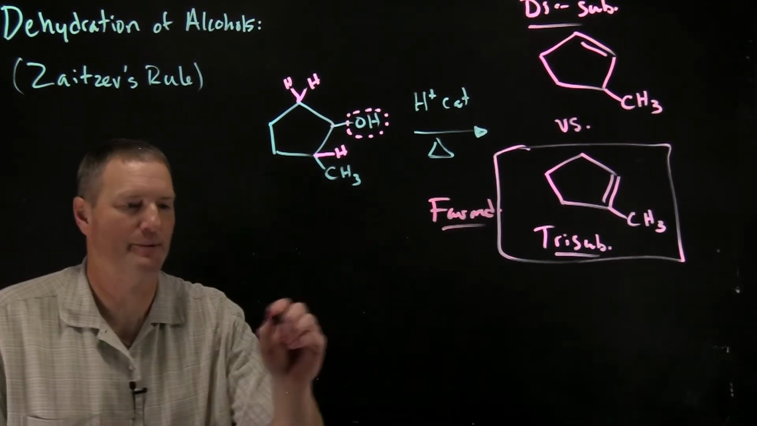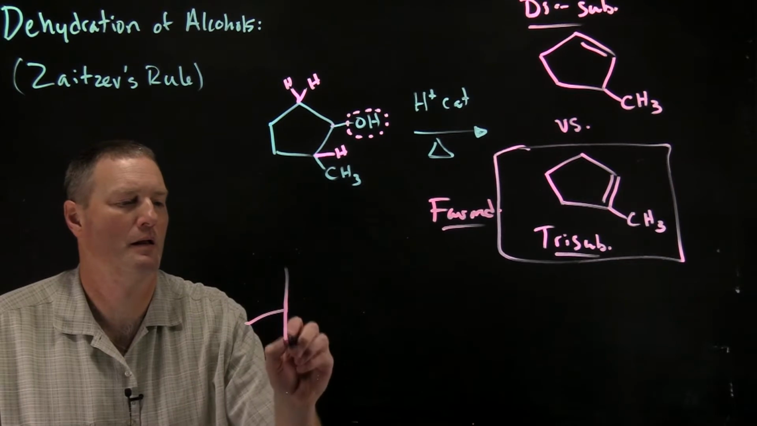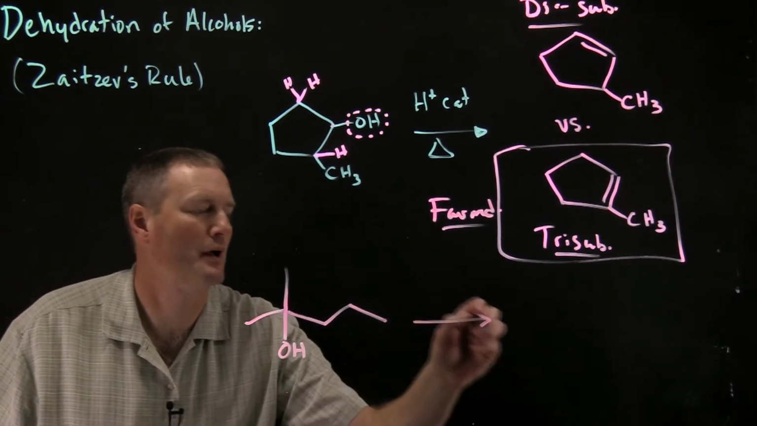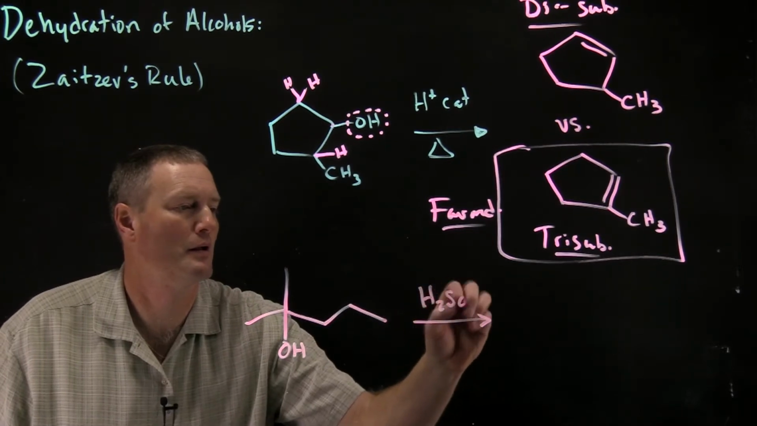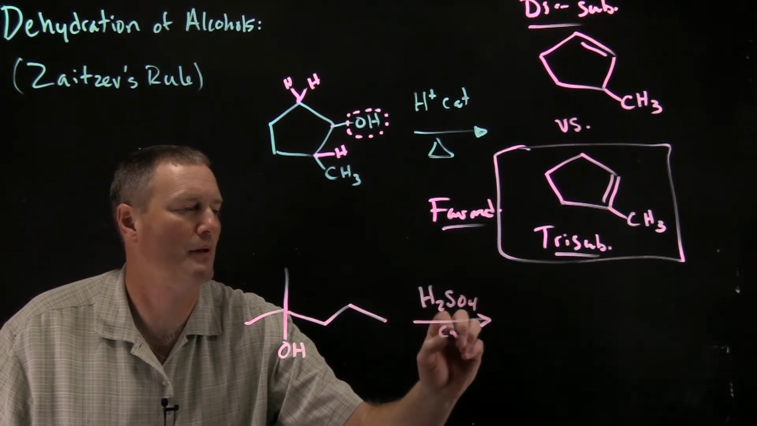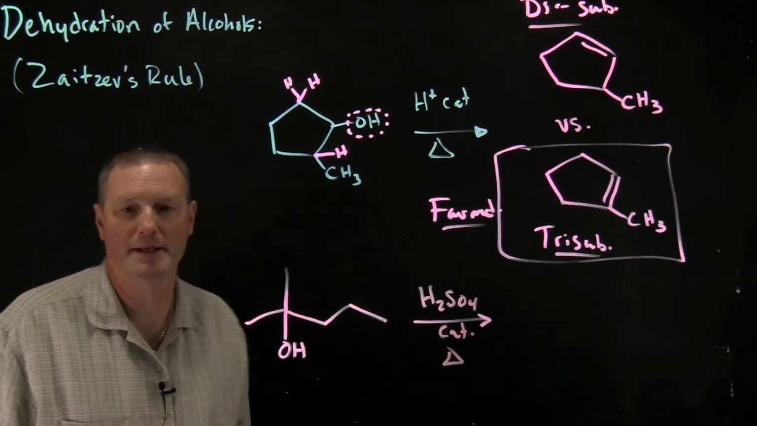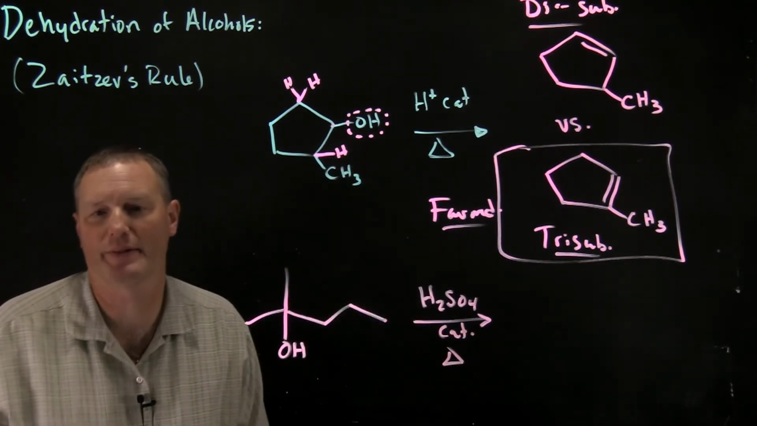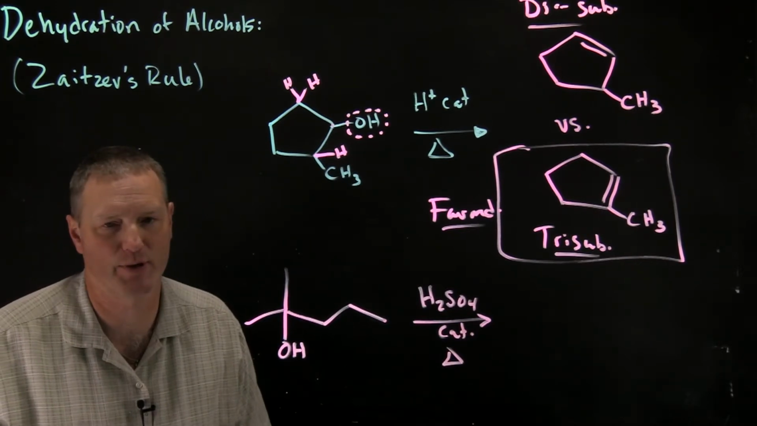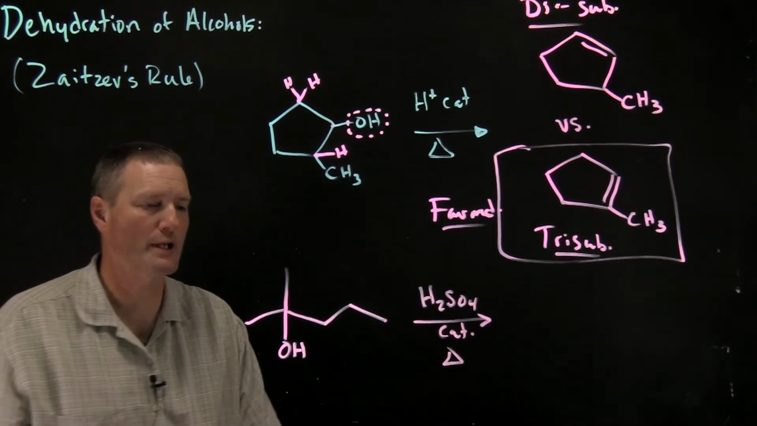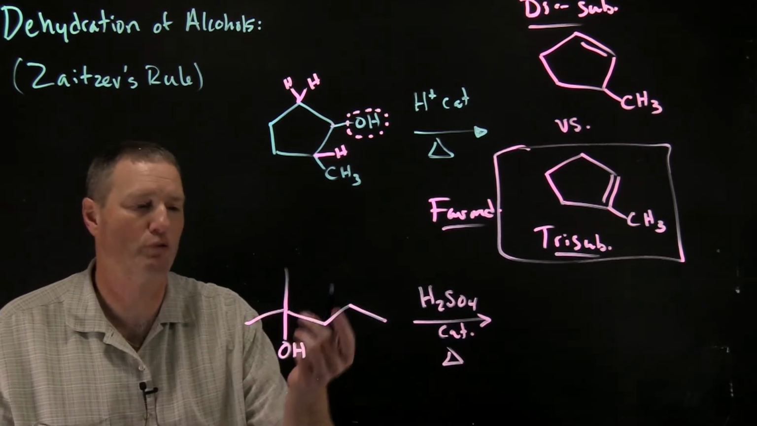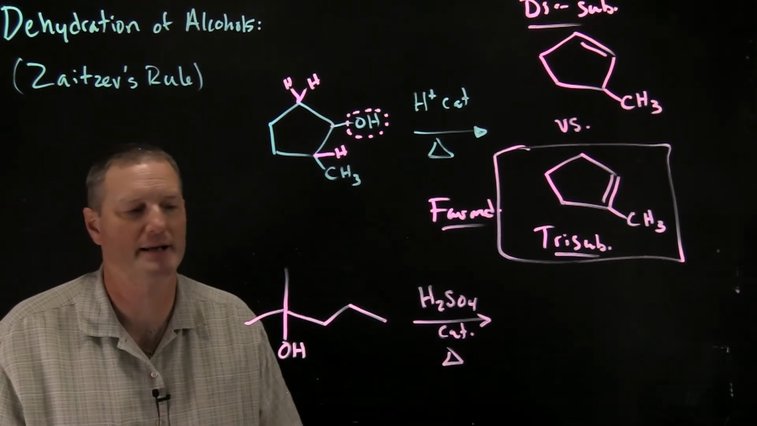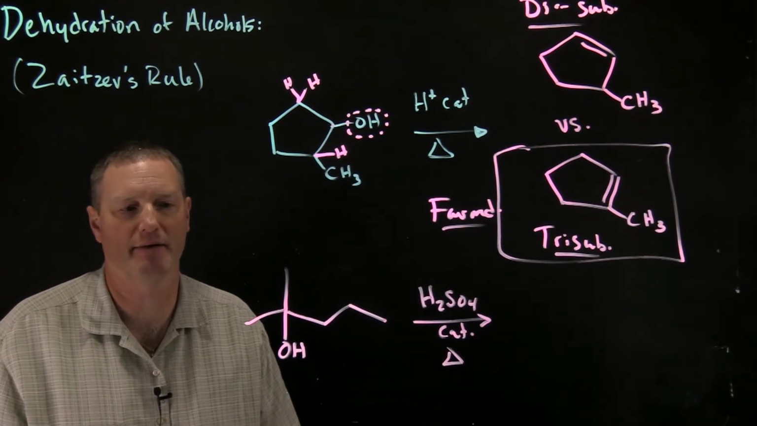Let's do one more example. And I'll draw it maybe a different way. You'll often see this as either H+ catalyst, or maybe they'll actually tell you what the acid catalyst is, in this case H2SO4. So looking at this, let's now draw in the adjacent hydrogens, so we can draw out both possible products and then decide which one's going to be favored.